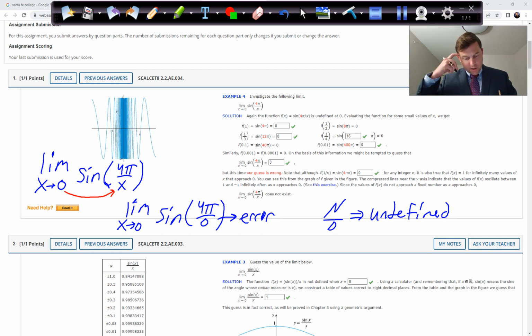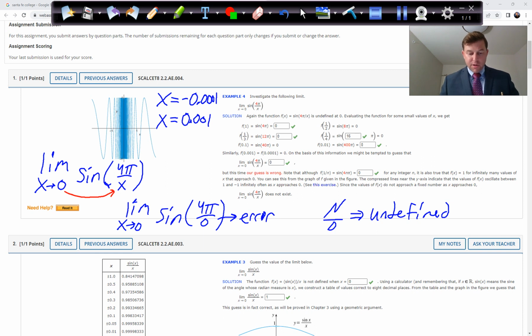So what this problem is going to do, and most of the problems in this section are going to say, okay, well, let's pick x as close to 0 but not 0. So we're going to say, let's pick some smaller numbers that are negative. So we'll pick like negative 0.0001, and then we'll pick positive numbers like 0.001.